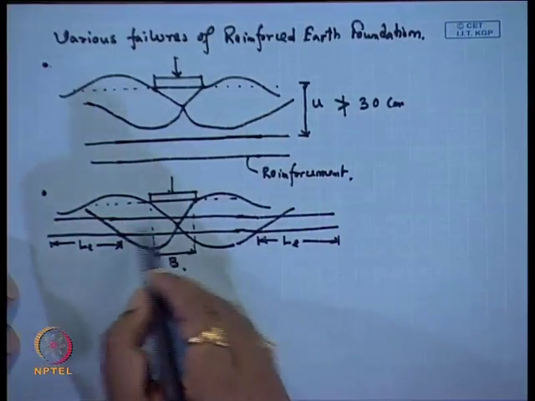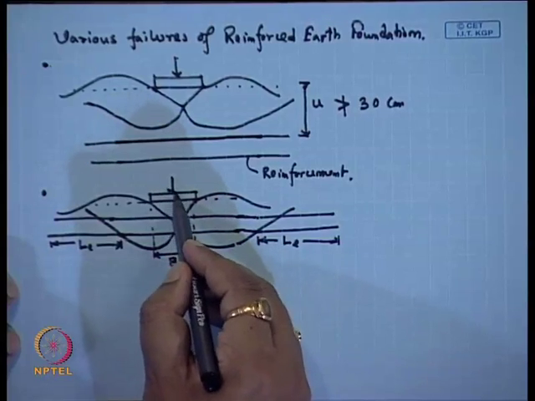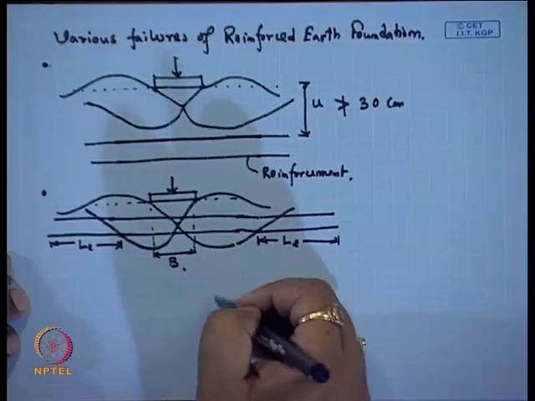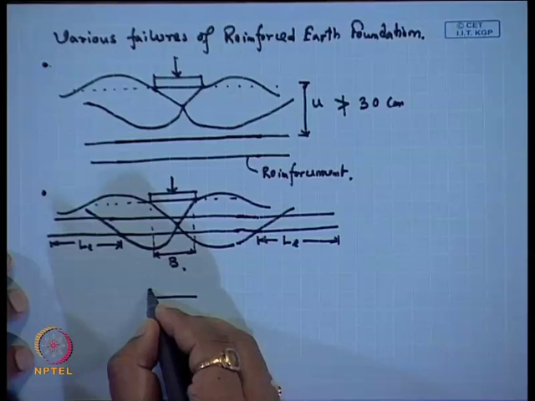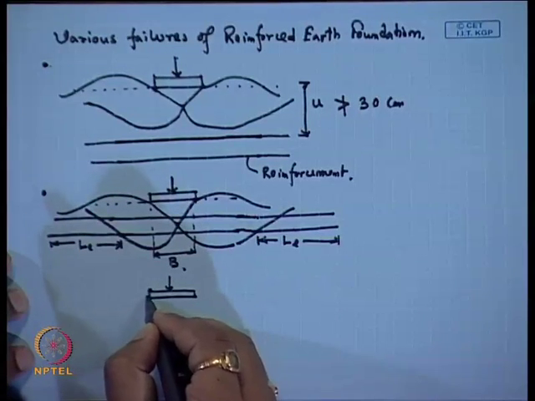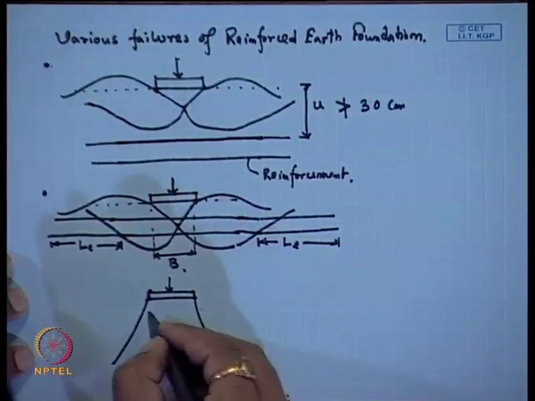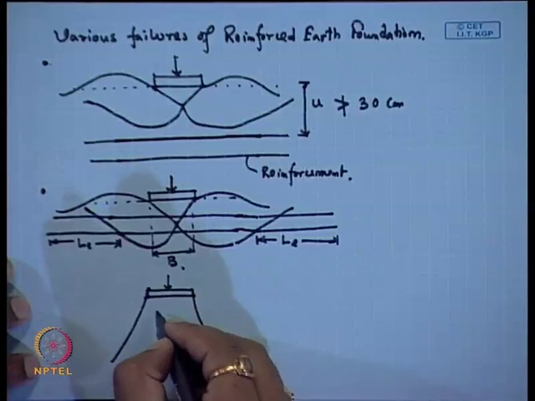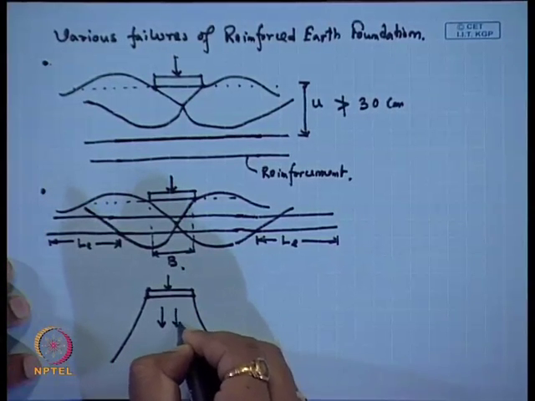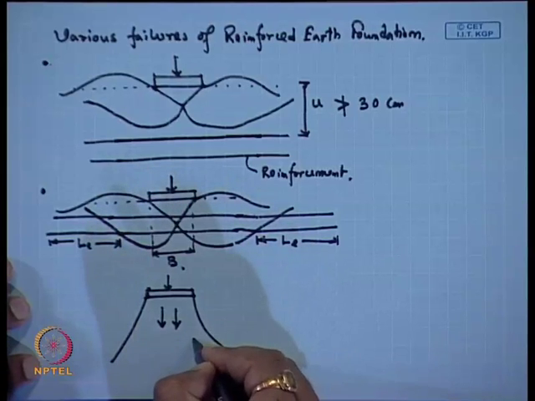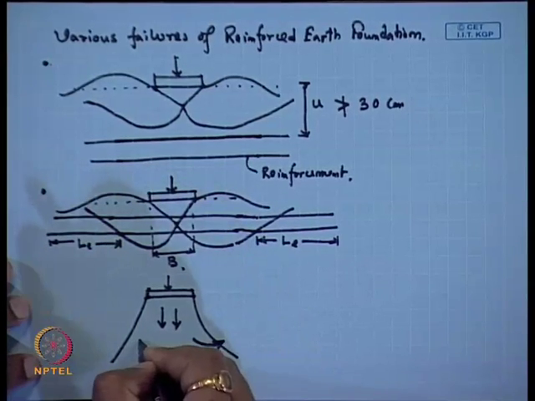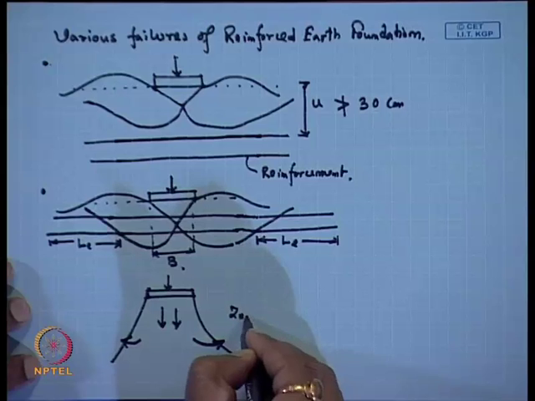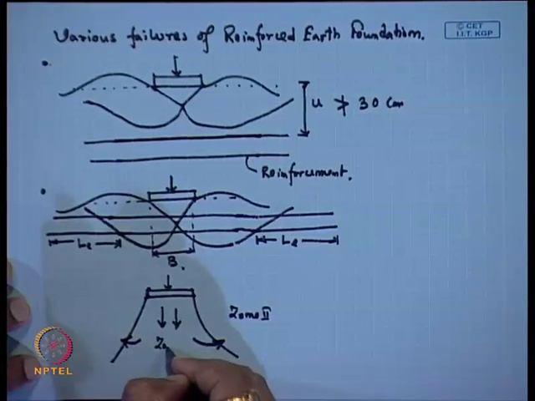The question is, when we are applying this load, the soil inside will try to move this side. Suppose this is the foundation, and I apply the load. Suppose there are two zones, this is the inside zone and this is the outer zone. In the inside zone, the soil will try to move in the downward direction, and in the outer zone, the soil will try to move in this direction. So, this soil is basically moving downwards, and this is zone 2 and this is zone 1.